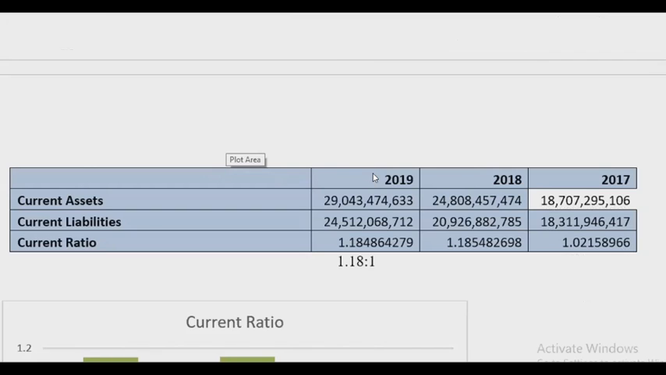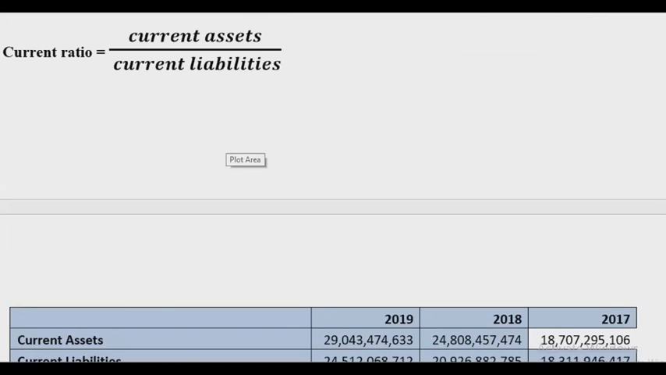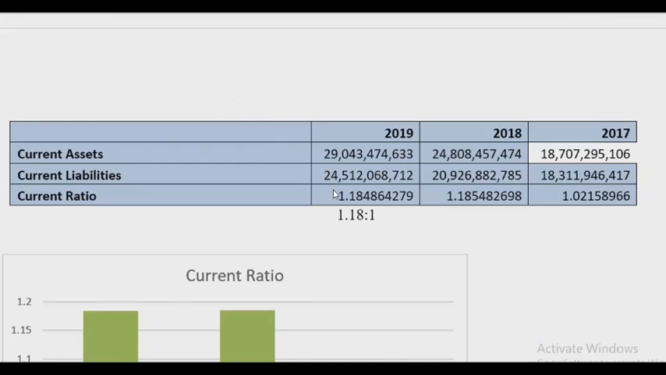So here you can see 3 years of data taken from the annual report of a public company. For current assets and current liabilities, I have calculated the formula, current assets over current liabilities, and I got an answer of 1.18. So how to read it and how to interpret it? 1.18 to 1. Here 1 means for every $1 of liability to pay, we have 1.18 of current assets ready for payment. So here the liquidity position is good.